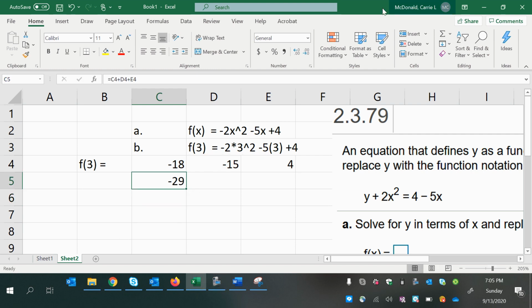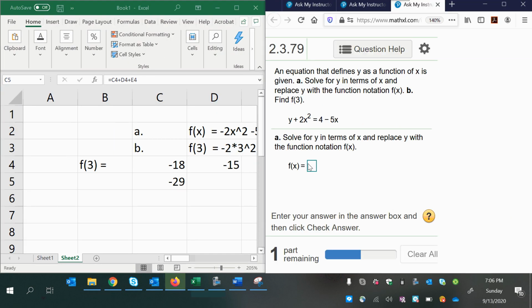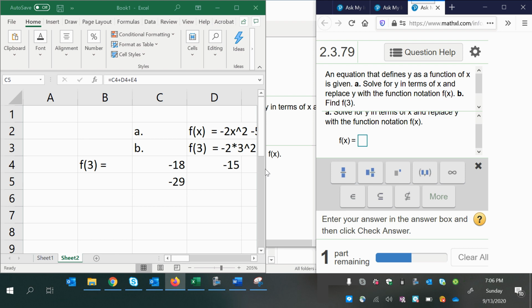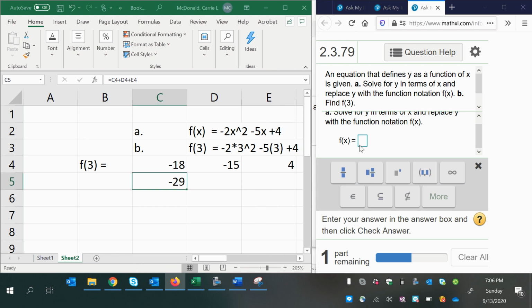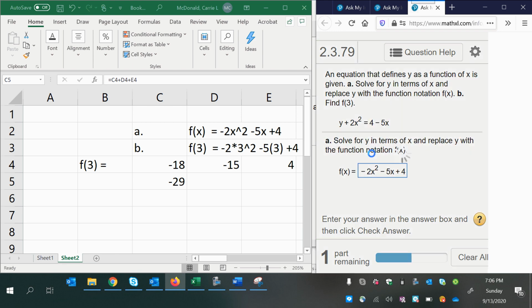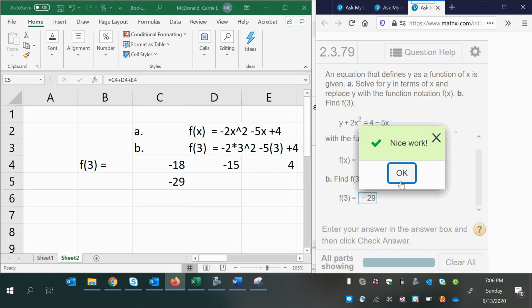All right, now let's see if that works when we try to plug it in. Okay, so f of x is negative 2x to the power of 2, then minus 5x plus 4. Okay, that's good. And then this is negative 29. All right, and we're all set.